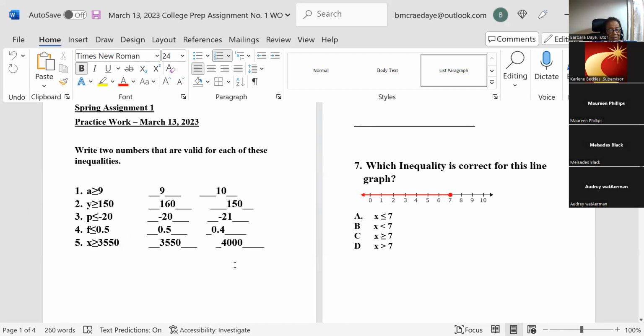I was doubtful, so I didn't do number 5. And I was doubtful with number 4 too. Number 5, you put 3,500, but that's less than. You want something greater than or equal, so it's got to be greater than or equal to this number. The equal is just 3,550. The 4,000 is greater than the 3,550.